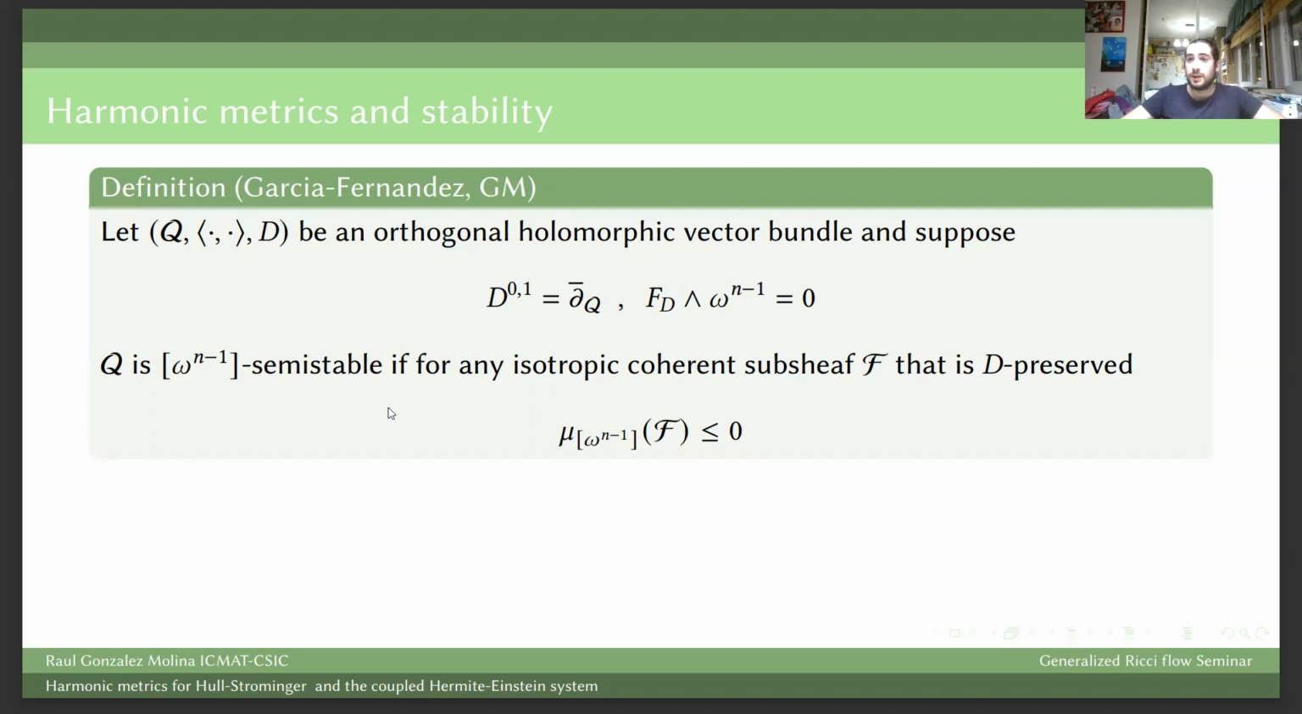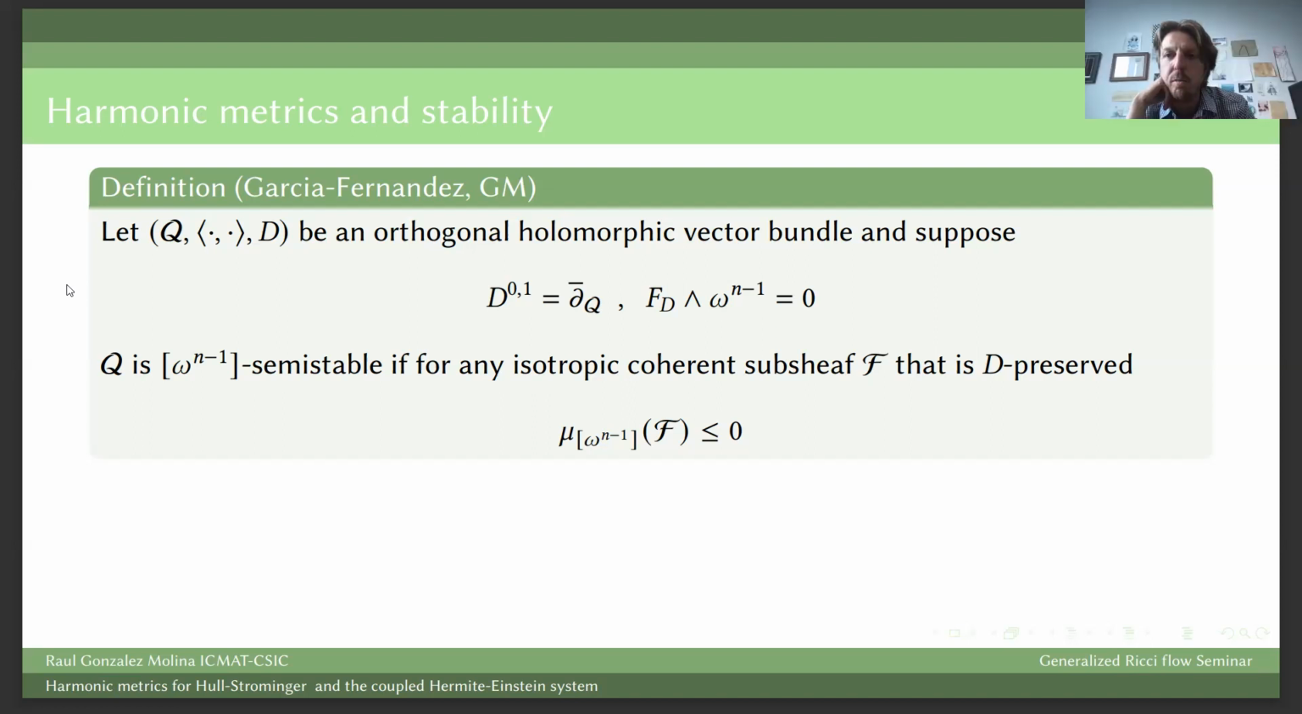And stability and polystability are defined in the obvious way from this semi-stability. So stability will be that the slope is actually strictly lower than 0 for any proper coherent subsheaf. And polystability will be, well, the usual thing: that if such an equality occurs, then my bundle will actually split. Okay? So this will be my notion of semi-stability.